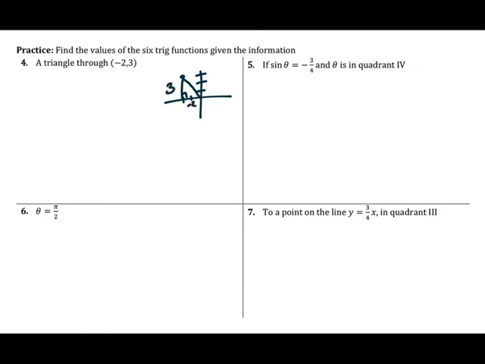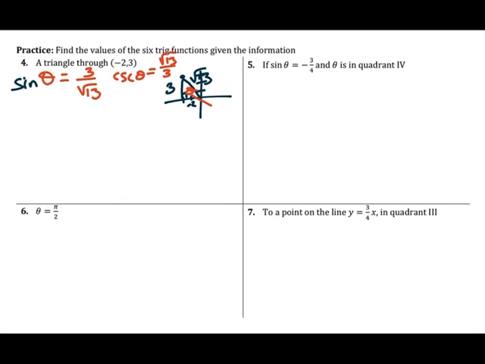We do the Pythagorean Theorem. So 2 squared plus 3 squared is going to be 13. So this is going to be square root 13. So sine of theta, which is going to be this angle here, is opposite, which is 3, over hypotenuse, which is the square root of 13. Which means that cosecant of theta is the square root of 13 over 3.